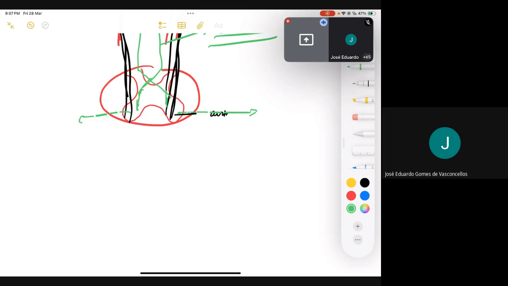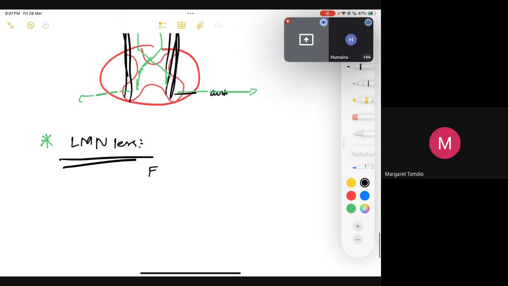For example, if you have an individual who is having lower motor neuron lesions, what would you expect? What would be the characteristic finding of a lower motor neuron lesion? Would there be flaccid paralysis or spastic paralysis? Flaccid. Okay, so for lower motor neuron lesions we are going to have flaccid paralysis.